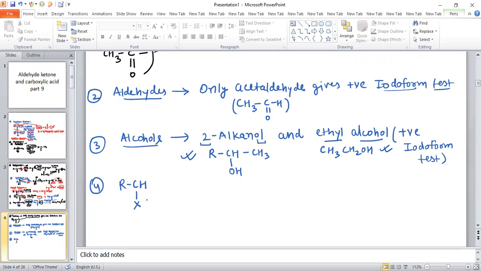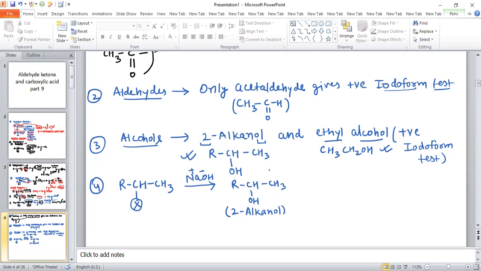The halides are like this: when there is a halogen on the second position, because the reaction is in basic medium, this OH minus will replace this X minus. When this OH minus replaces X minus, this will convert into a 2 alkanol.